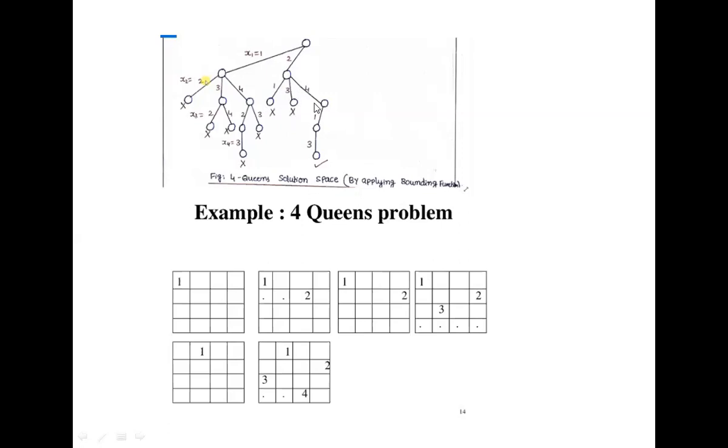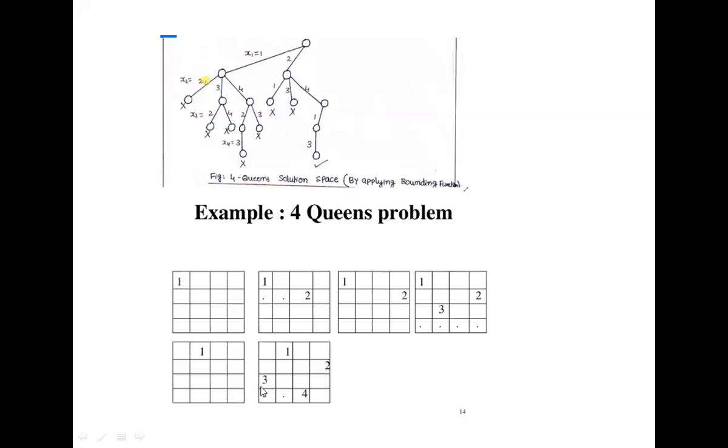Here, this is the solution. How did we get this solution? First, we place queen 1 in the second column. Next, I place queen 2 in the fourth column. Then I place queen 3 in the first column.